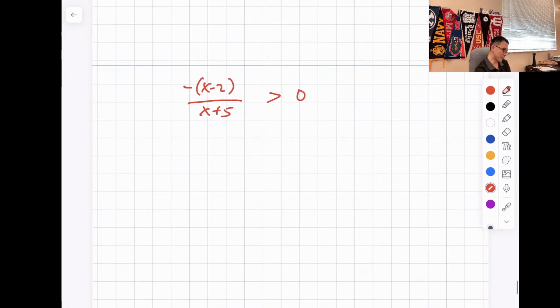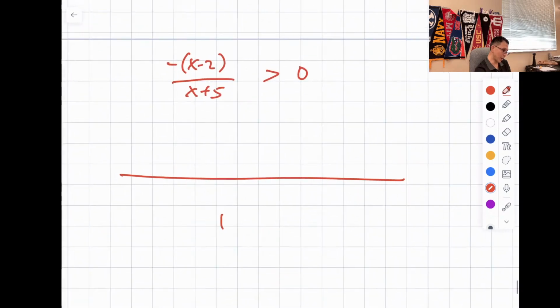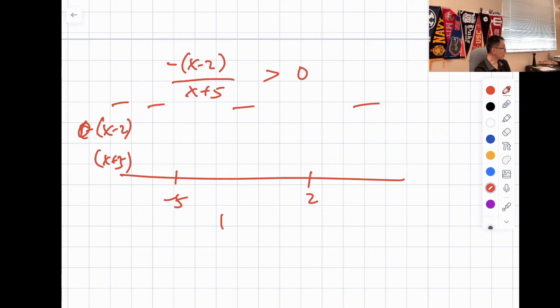So what happens is you're going to have a negative 5 and a 2. You're going to have x minus 2 and x plus 5, but you're going to have the negative sign also included. So this negative sign is going to affect every single term. Does that make sense? The negative sign is going to affect every single term.